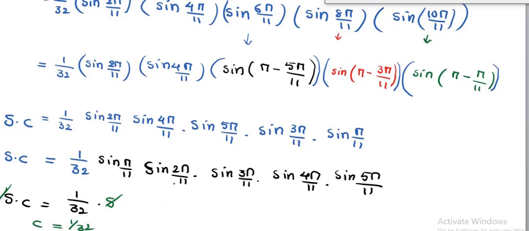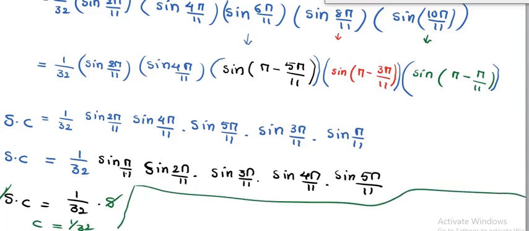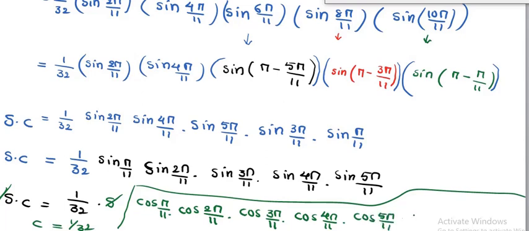C means what we are taking, C means cos pi by 11, cos 2 pi by 11, cos 3 pi by 11, cos 4 pi by 11, cos 5 pi by 11 is equal to 1 by 32. LHS is equal to RHS, right. Now, next problem.